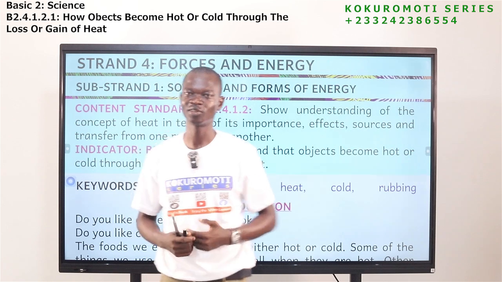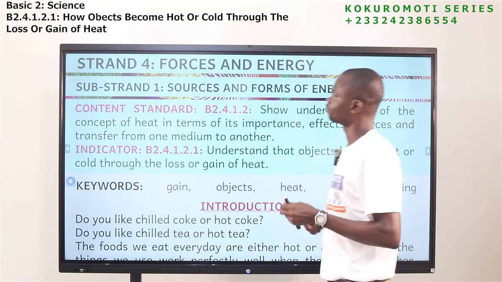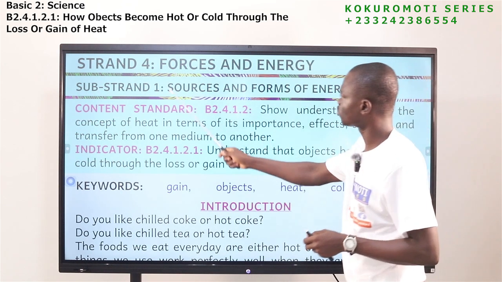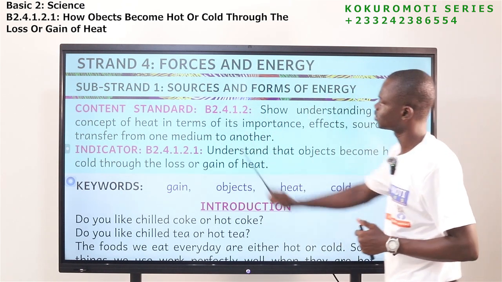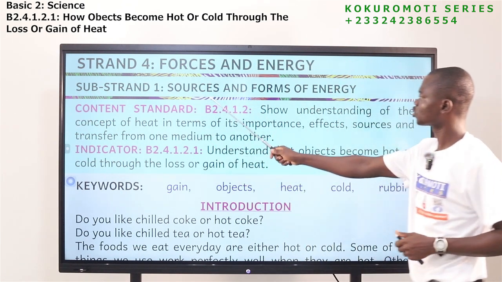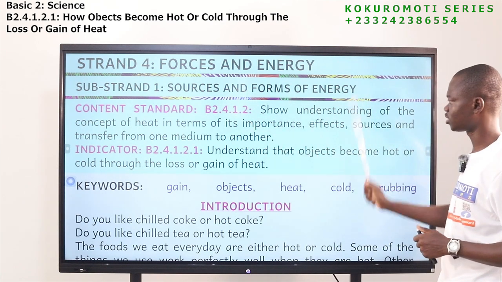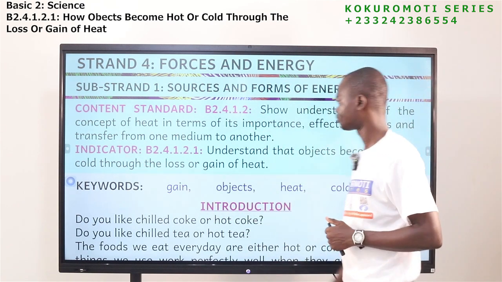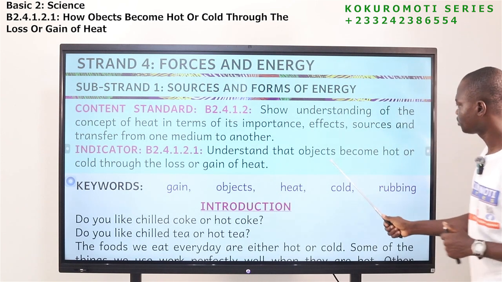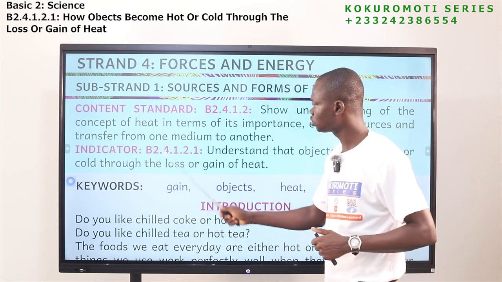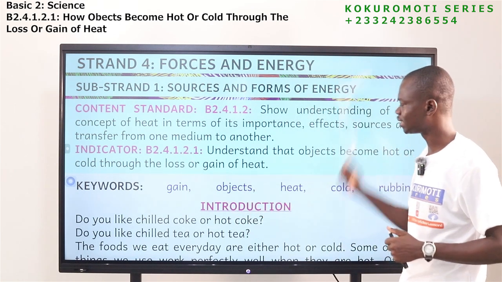Okay, so today what do we have? We have Strand 4, forces and energy. Substrand 1, we have sources and forms of energy. The indicator is here. Understand that objects become hot or cold through the loss or gain of heat.